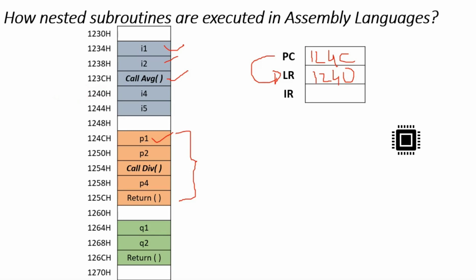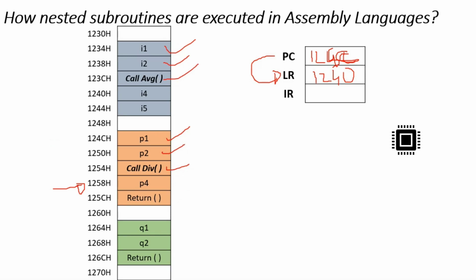Now PC is pointing to 124CH, P1 gets executed, P2 gets executed. Now the processor comes to know that there is one more function call. So during execution of this function call, PC will actually be pointing to 1258H.